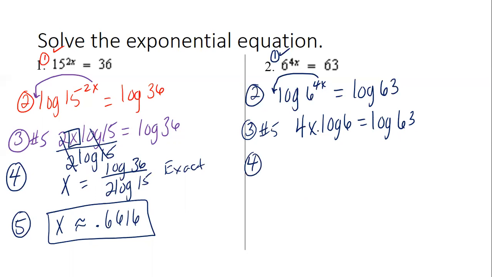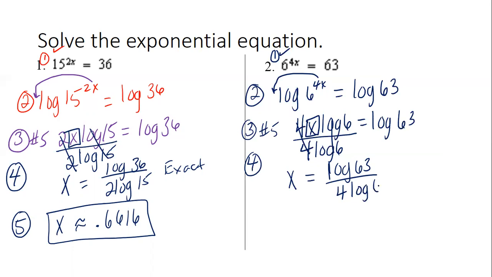Step 4, we need to get x by itself. So if I'm multiplying by 4, the inverse of that is to divide by 4. If I'm multiplying by log 6, the inverse of that is to divide that. So what I do to one side, I do to the other. So x is now by itself, and we have log 63 divided by 4 log 6. Again, this is my exact answer.